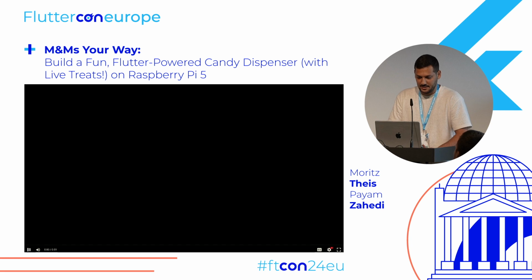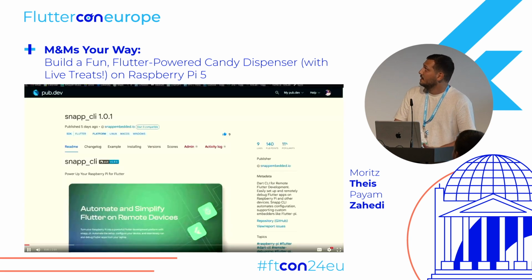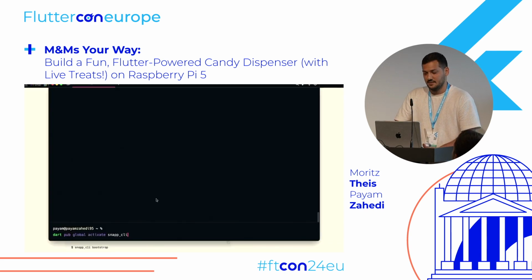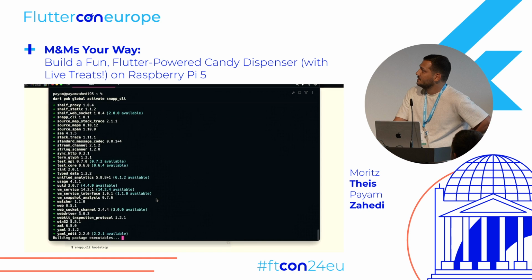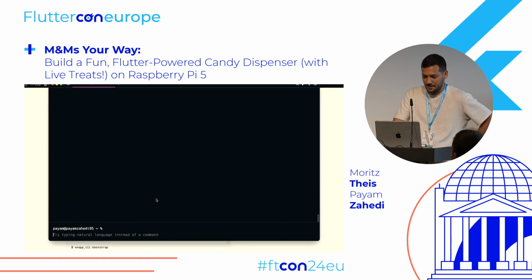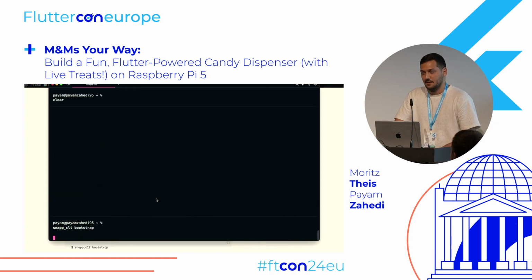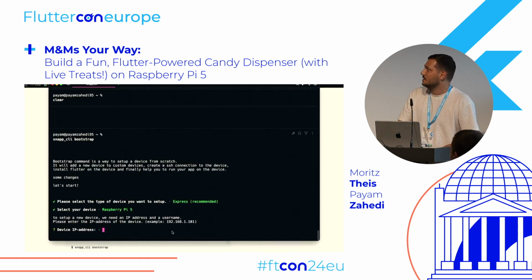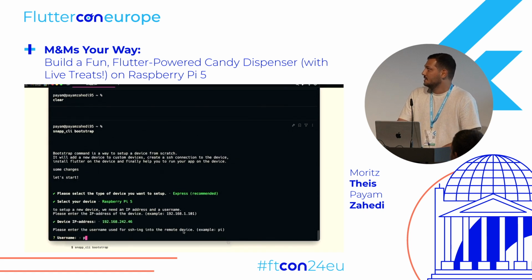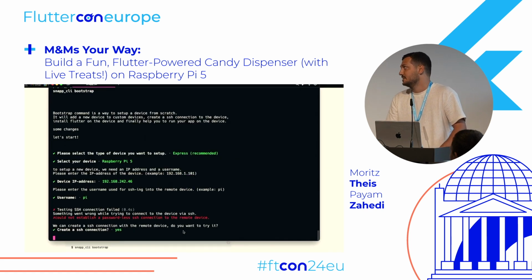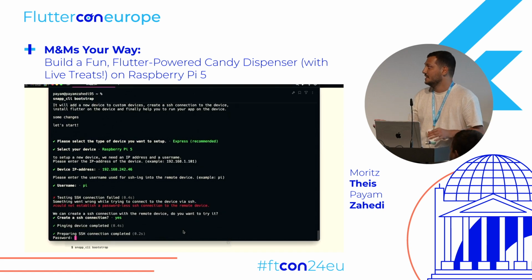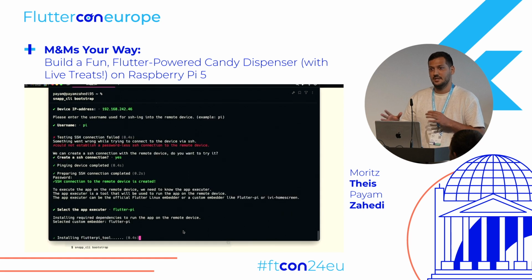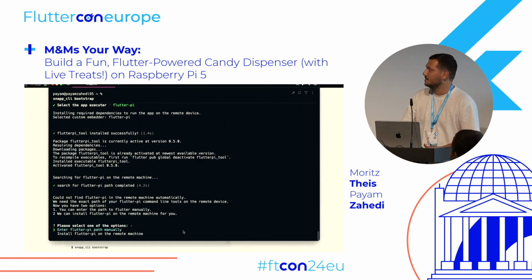So let's check it out together. The Snap CLI is a Dart CLI, so you can just enable it by the pub global activate command. And after activation, you can just use the bootstrap command that we have in here, and the bootstrap command helps you to set up your Raspberry Pi. In here, you just need to select your Raspberry Pi type, add your IP address, username, and at the end, the password. It will create the SSH connection for you in here. And after creating that, it will go through your Raspberry Pi to install everything for you. So this is the setup part.